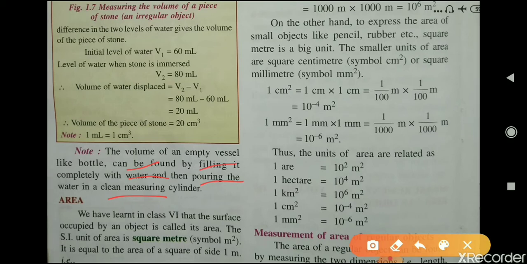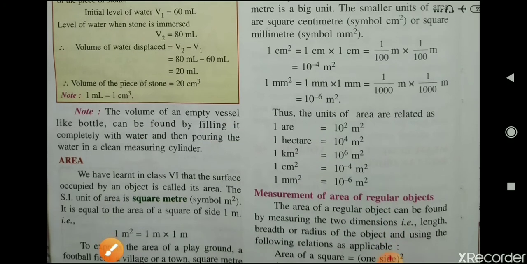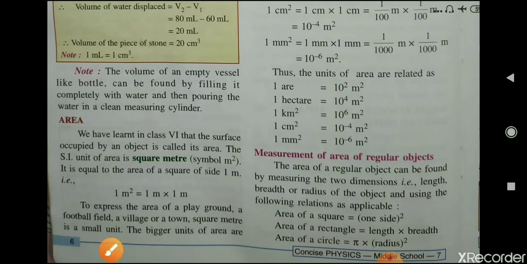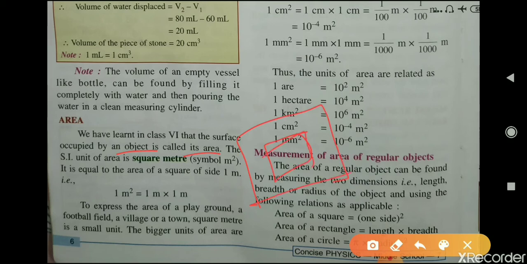You have to fill that bottle completely with water and then pour that water in a measuring cylinder, and by this method you can find out the volume of an empty vessel like a bottle. Now, area. We have learned in class 6 that the surface occupied by an object is called its area. Suppose a book is kept on a table, then the surface occupied by this book is known as the area of the book.